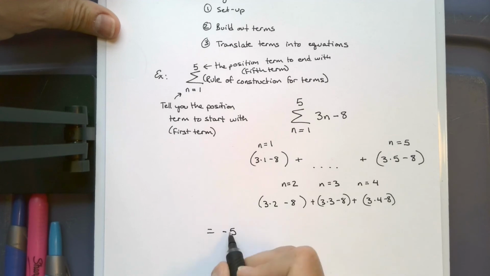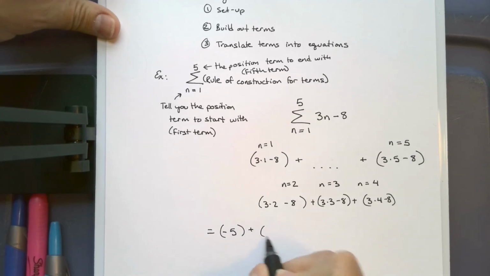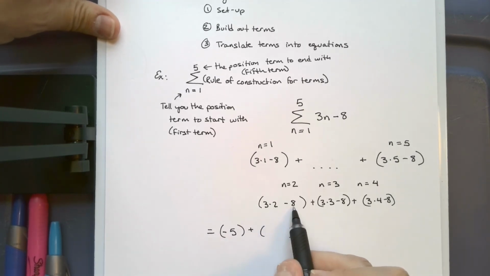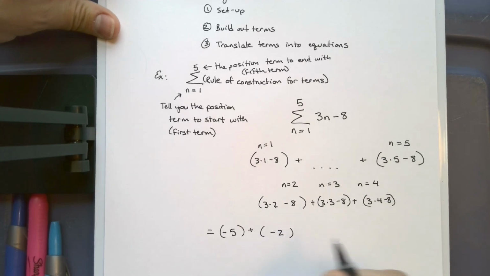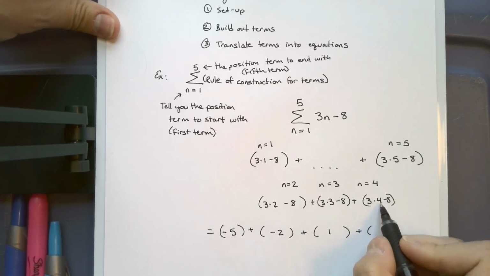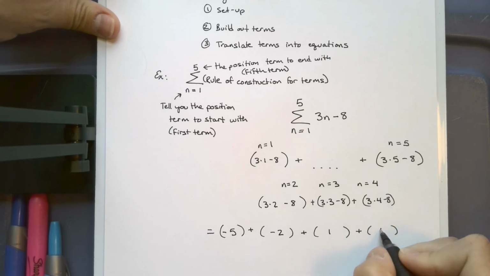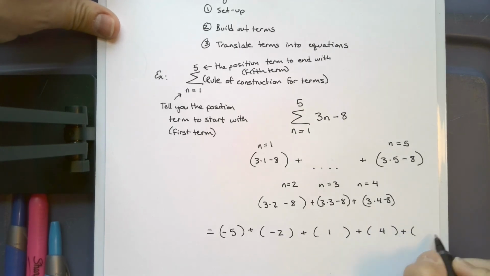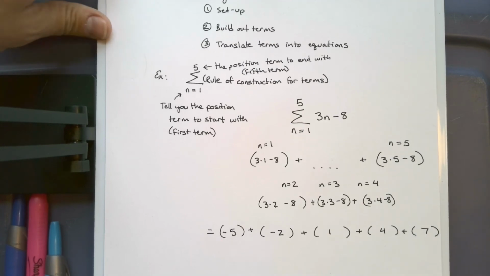So this example here is going to come down to be 3 times 1 minus 8, negative 5. 3 times 2 minus 8, negative 2. 3 times 3 minus 8, 1. 3 times 4 minus 8, 4. And finally, 3 times 5 minus 8, 7.